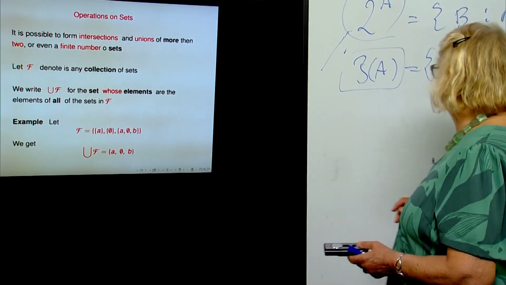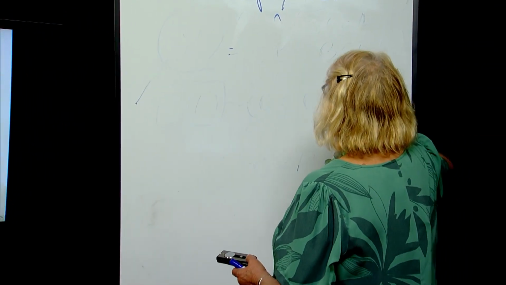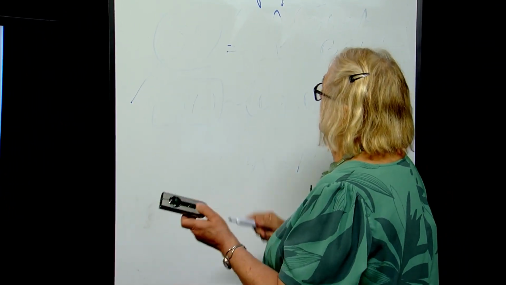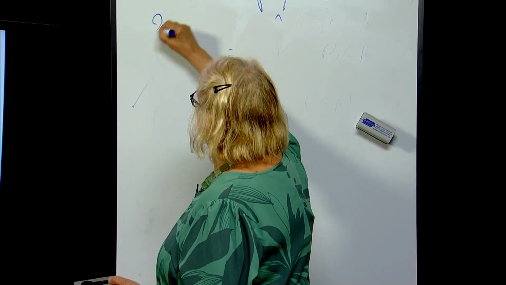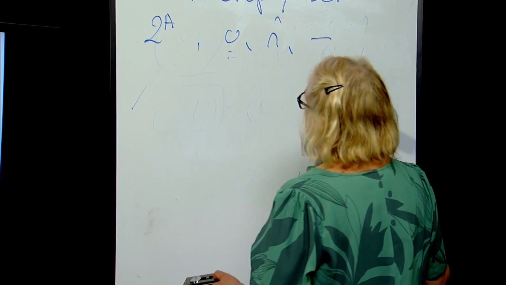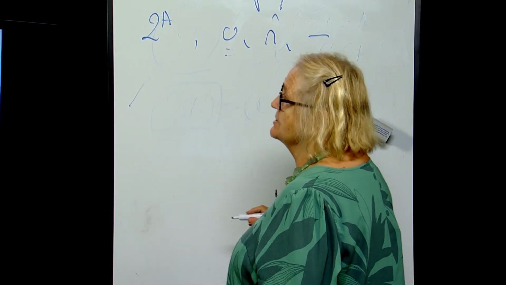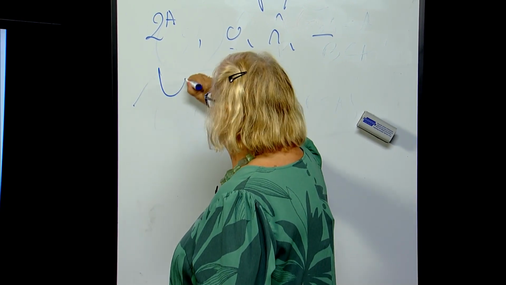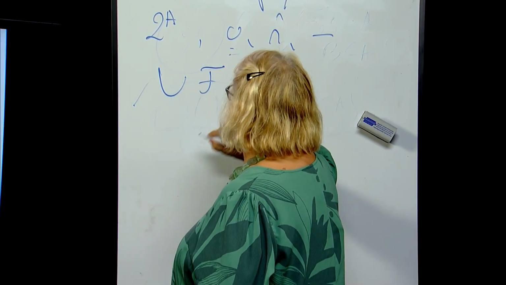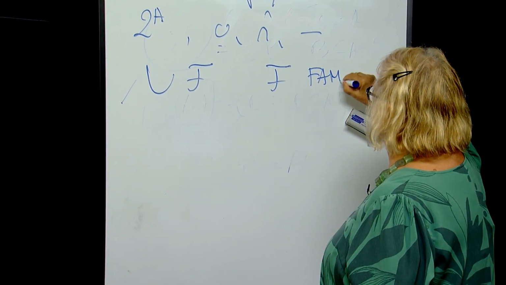Another important notation is, so we already defined the set of all subsets. We define operations on sets, union, intersection, and complement, and you have another operation. So first, F is a family of sets.